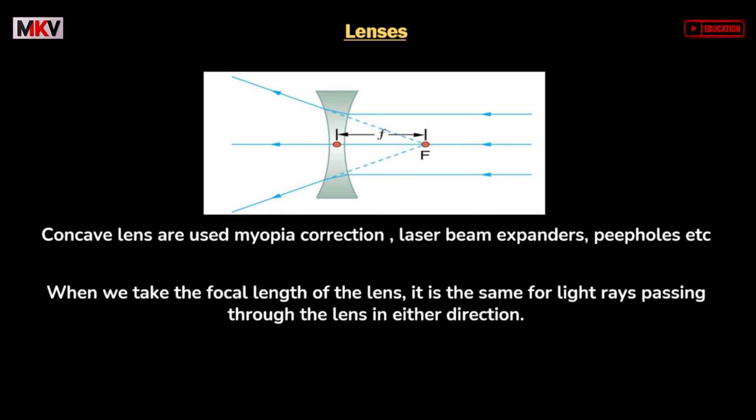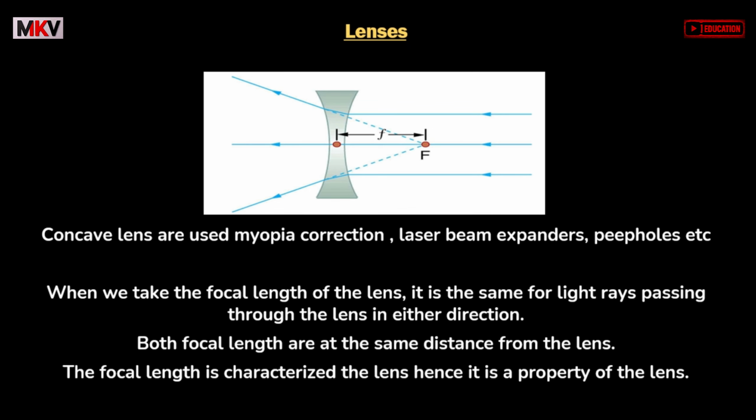When we take the focal length of lenses, it is the same for light rays passing through the lens in either direction. If you look at this diagram, the focal length on the right side is the same as the focal length on the left side. The focal length characterizes the lens, hence it's a property of the lens. So every lens has its specific or unique focal length.